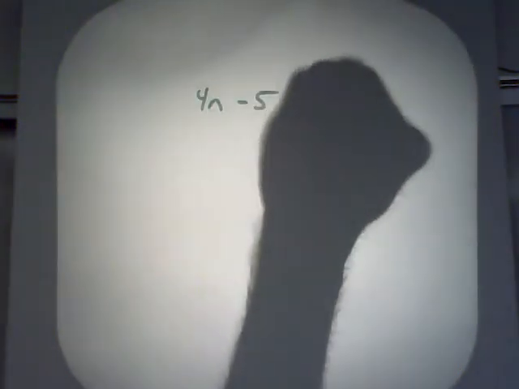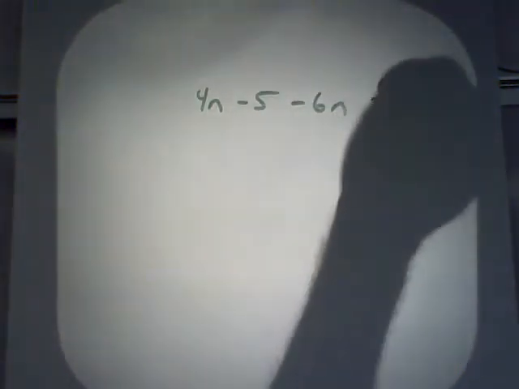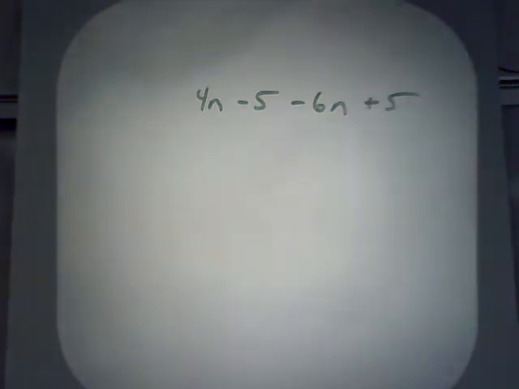Try this one. 4n minus 5 minus 6n plus 5.